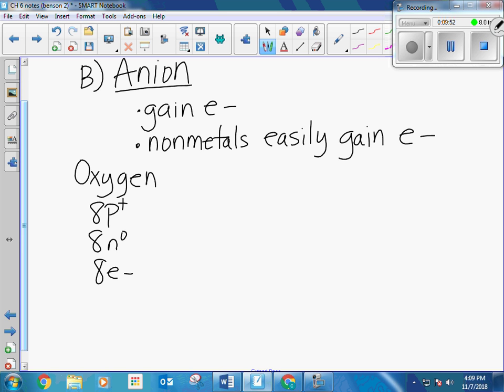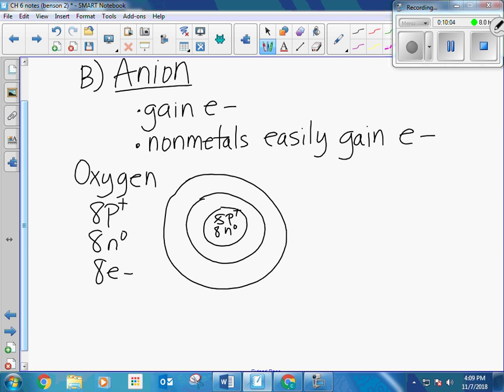So if I draw my Bohr diagram again, I have 8 protons, I have 8 neutrons in my nucleus. This time we only need 2 energy levels because of only 8 electrons. Let's put our electrons in. So we have 2 in the first shell. 1, 2, 3, 4, 5, 6, 7, 8. So I got 2 in the first, 2, 4, 6 in the outside shell.